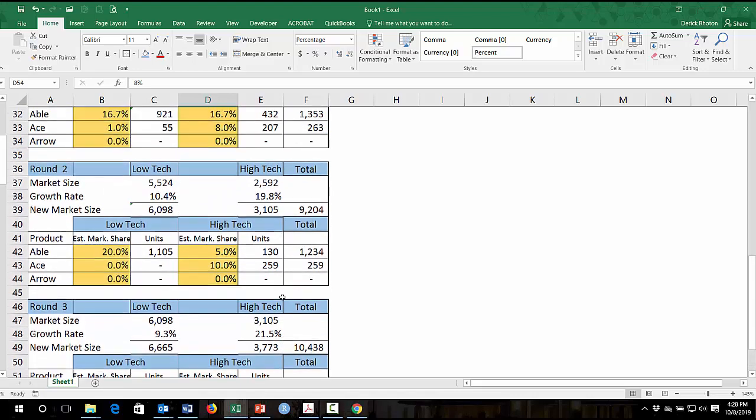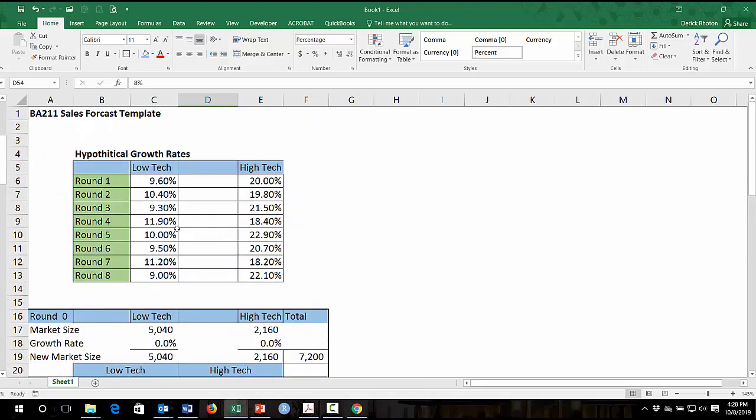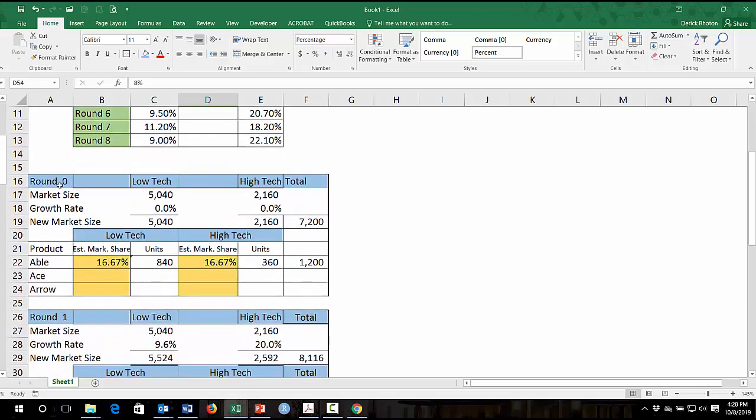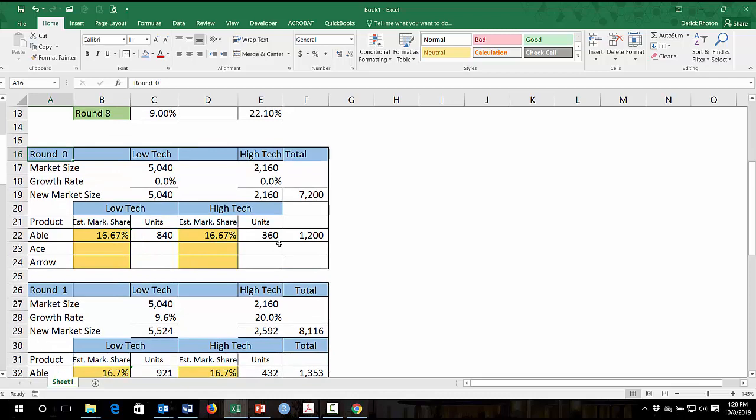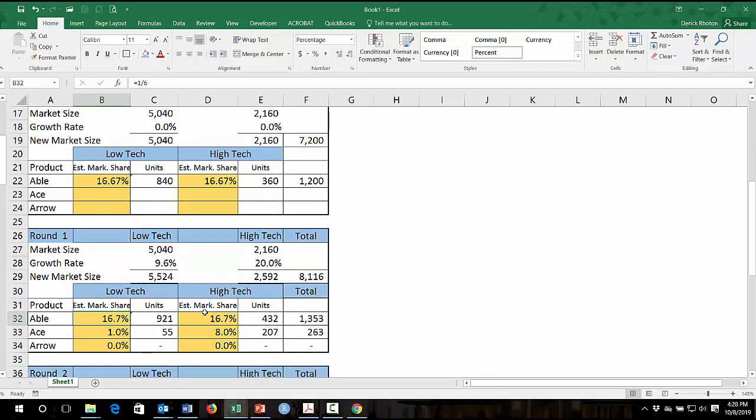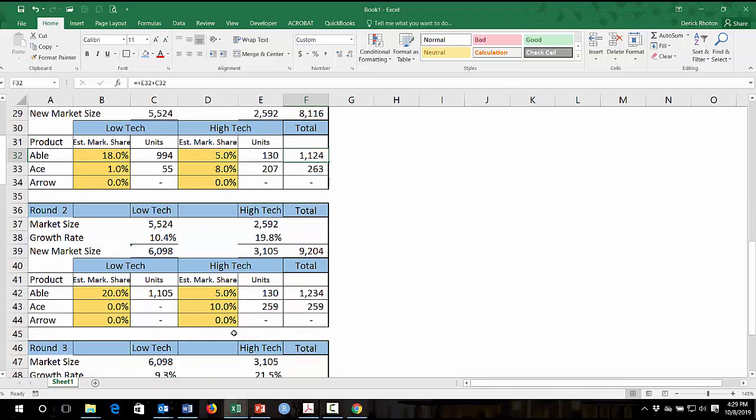So this is just a simple sales forecast template. I use these hypothetical growth rates. Here's my round zero table that I don't need to use because that's what happened. But for round one, I could play around with some of these numbers and say, hey, I'm going to make this a little bit better in low tech, a little bit less in high tech. And it gives me an estimated sales forecast number that I can use as a benchmark. It tries to put the science, an actual or potential market share, behind these numbers to make our estimate. So hopefully that helps.